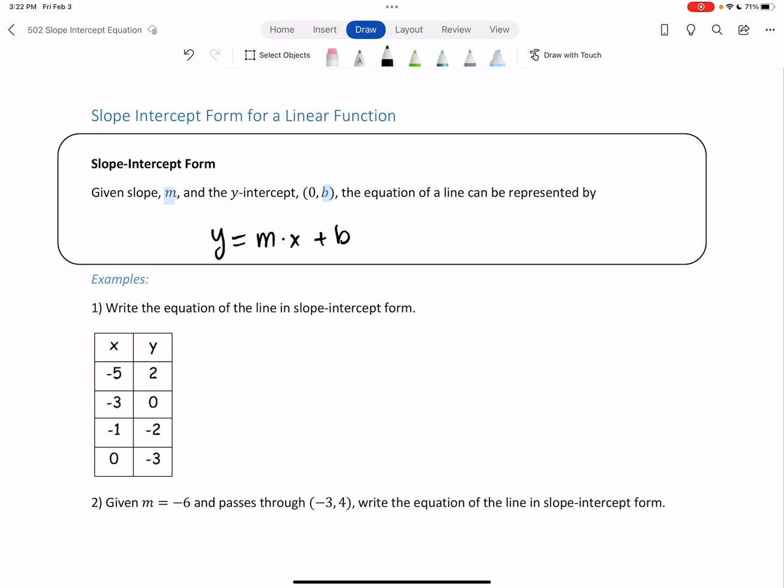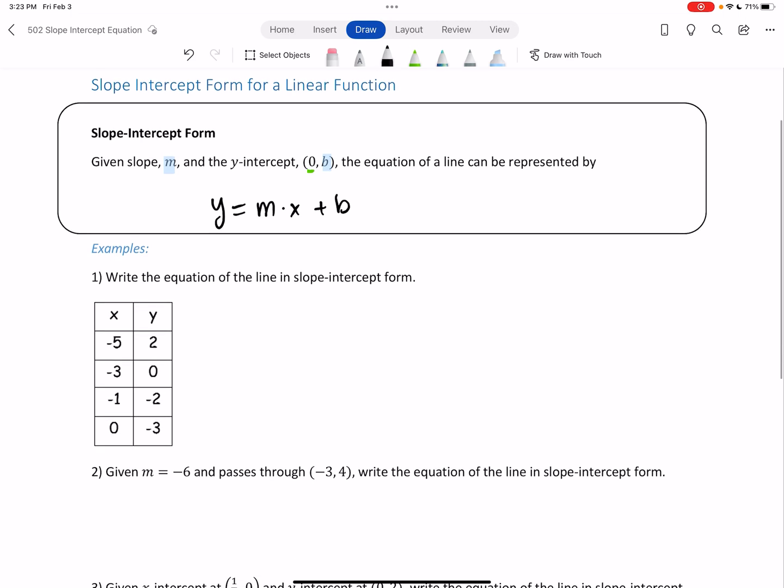In order to use this form, you need to know what is the slope, m, and what is the y-intercept, or where it crosses the y-axis. When you think about the y-intercept, you think about when the x value is 0, what's the y value? So let's begin with this example from a table. It gives us a bunch of x values and their corresponding y values, and it says write the equation of the line in slope-intercept form.